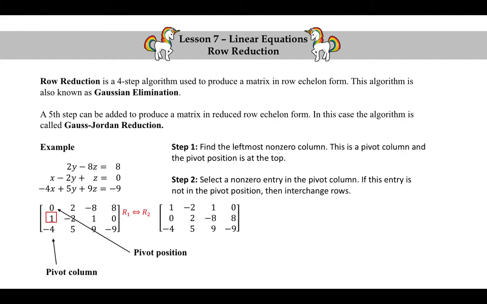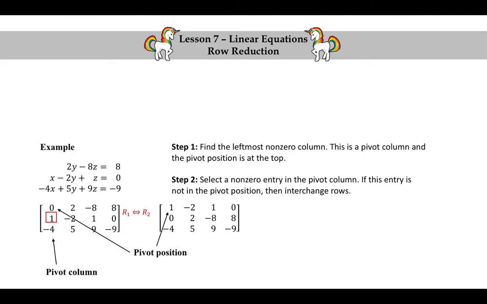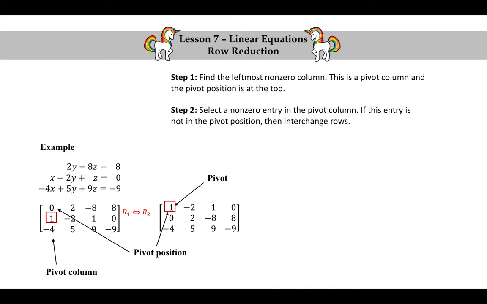And we get this matrix. Notice that the first row of the new matrix is the second row of the old one. And similarly, the second row of the new matrix is the first row of the old one. We just interchanged those two rows. Notice also that the 1 is now in the pivot position. And in this case, we call the number 1 a pivot.